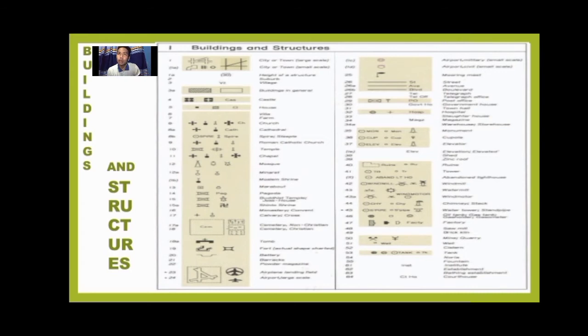The symbol is a rectangular shape, a long rectangular shape, where one is blank and the other has a diagonal stripe. Next one is the castle. The abbreviation is CAS. And then also we have the church, which is CH. There's also cathedral, Roman Catholic church, chapel, mosque, Muslim shrine, the tomb. And on the other side we also have the airport, military, small scale.